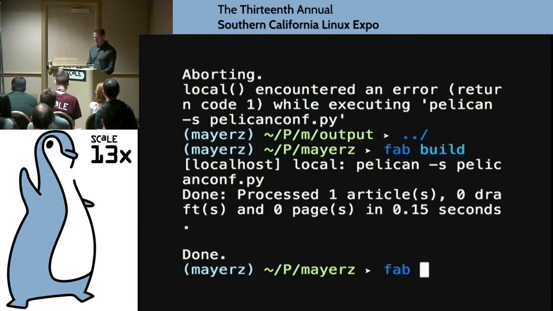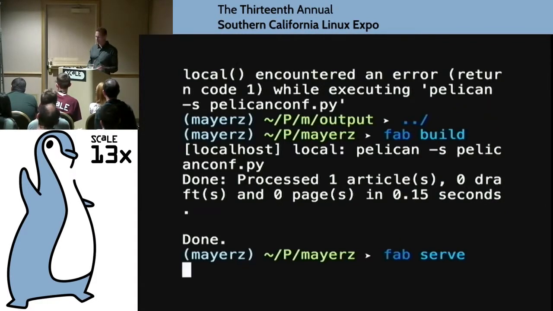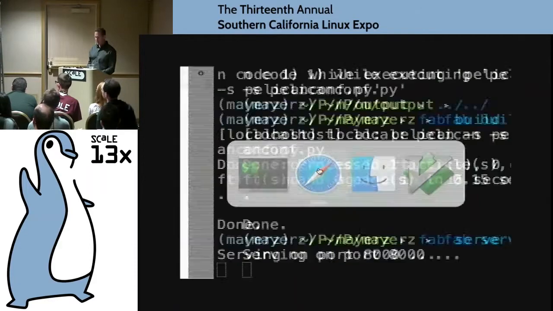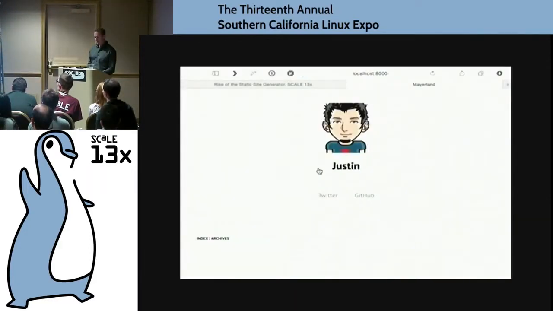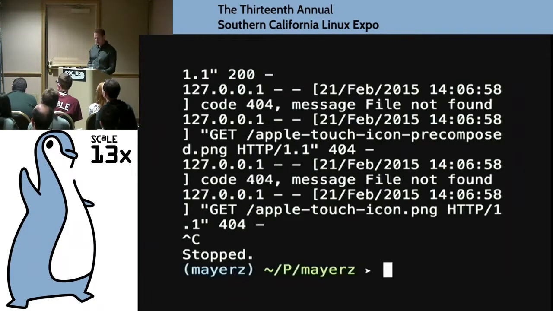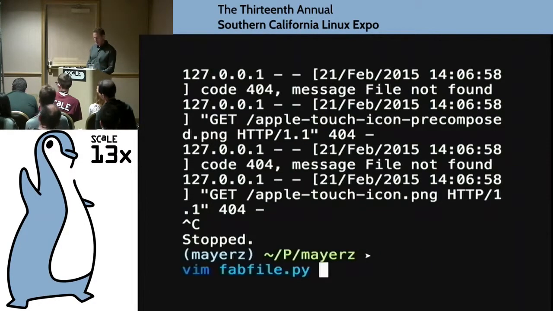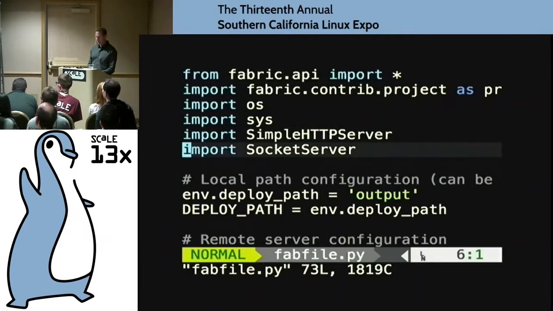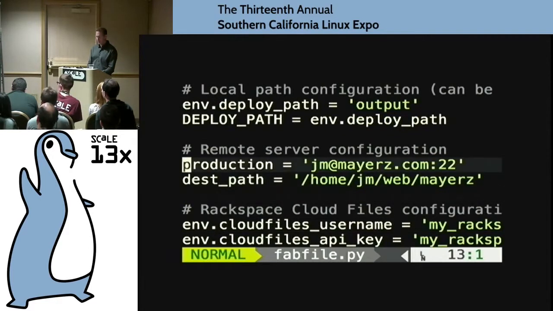I can hit fab serve, and then I can eliminate that last problem where I had to cd into output and then remember to go back to the project. Using fab serve, you get that for free, and that way you don't have to remember to go back and forth. You can check out the fab file. It's pretty simple. It includes things like where do you want your stuff, where's your production server, what's the destination path.